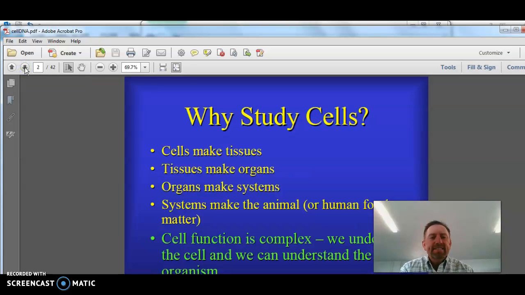Why are we going to study cells? Cells are extremely important. Cells make tissues, tissues make organs, organs make systems, and obviously we put those systems together and we have our animal. The cell function is complex, and we are going to try and understand the basics of our cell and our cell organelles. So hopefully all of you did your worksheet from earlier this week and you drew a cell and you made a list and some definitions of all the cell organelles.